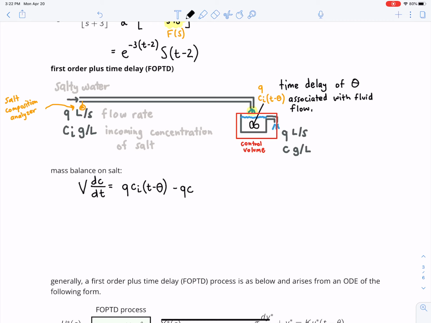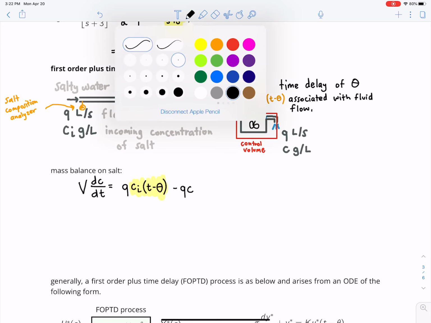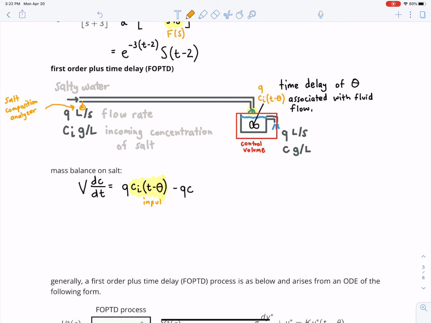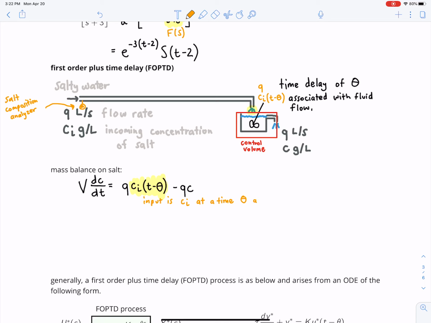And so to explain that, write this down. The input to the system is Ci at a time theta ago because of a time delay. Okay? So the true input to that system right at that boundary of the control volume is Ci of t minus theta, right? So it's old news. That concentration of salt has already been seen over here at time theta ago.